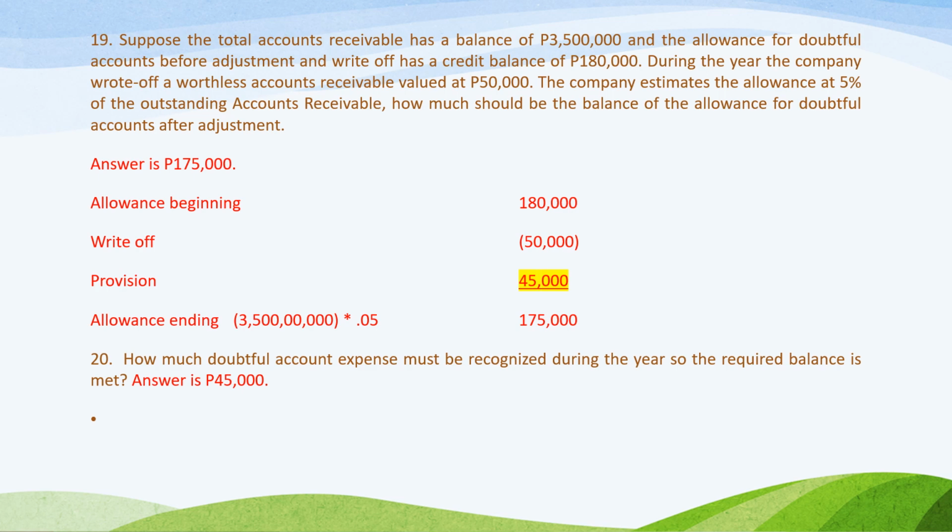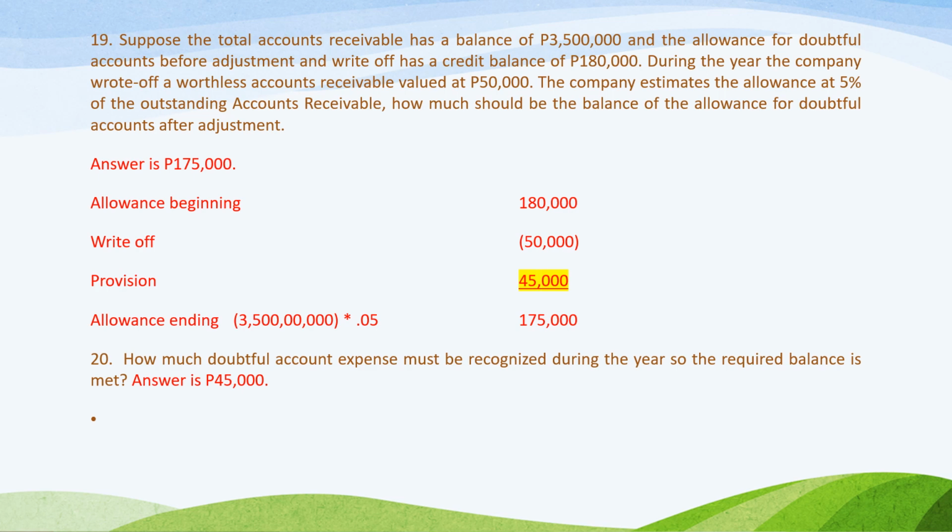So meaning there is a credit to allowance for bad debts, which is representing provision for bad debts. So the entry to record provision for bad debts here is debit bad debt expense 45,000 and credit allowance for bad debts 45,000. So in number 20, how much doubtful account expense must be recognized during the year so the required balance is met? So the answer is the income statement will report bad debt expense at 45,000.